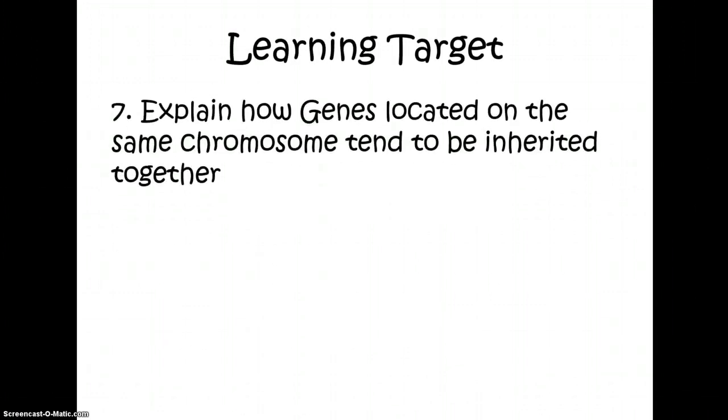Learning target that we're going to hit is number 7. Explain how genes located on the same chromosome tend to be inherited together. Okay, what that is referring to is linkage groups. We're also going to be tying up with objectives number 3 and 5. So 3, 5, and 7 is what we're touching on in this section of notes.